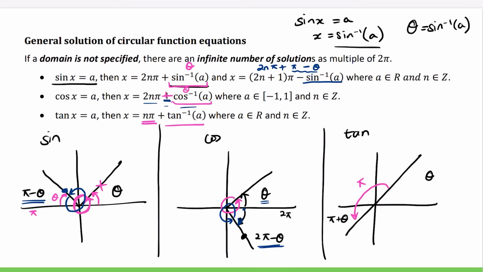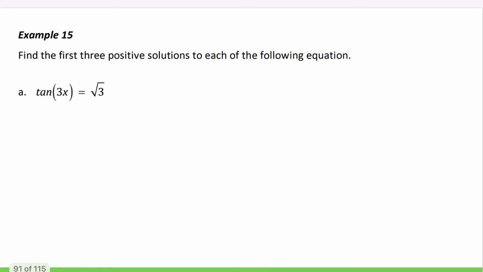So that in a nutshell is where we get each of these equations from. You don't have to know exactly the background behind them, but I think it just really helps to be able to memorize each of these. So now that we know this, let's go ahead and apply it to a question. Example 15, find the first 3 positive solutions to each of the following equations. Now we can do this through our techniques already of solutions, but today we are going to use general solutions to get to the first 3 positive solutions.